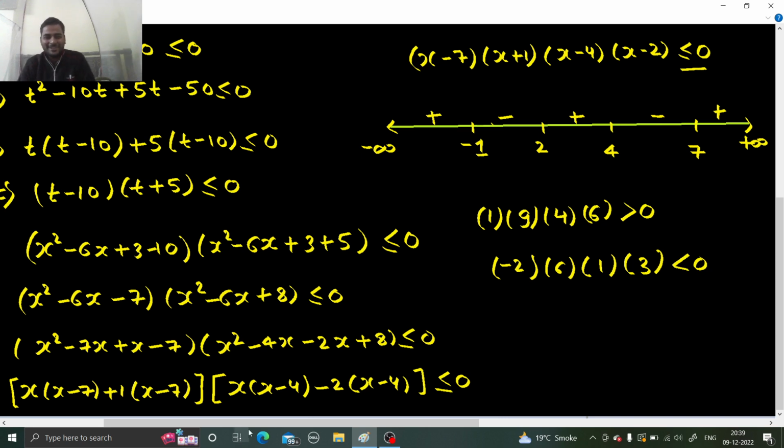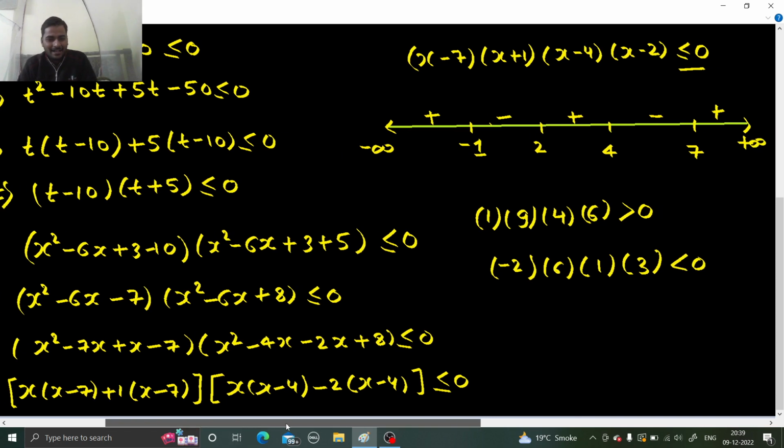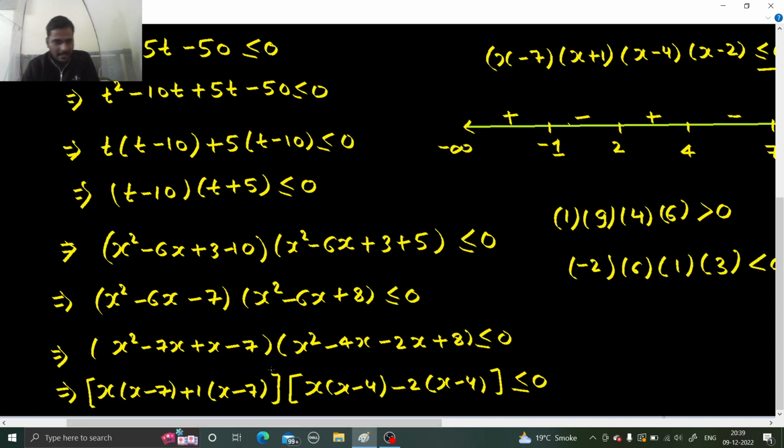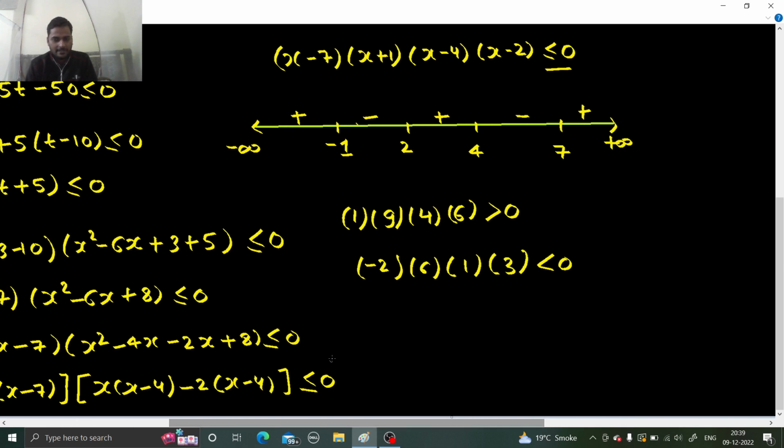Sometimes after doing a lot of hard work, you get stuck in basics, so that's how. And then I will see where I was stuck earlier, this thing t minus 10 t plus 5. I will come to that. Let me write my solution first.